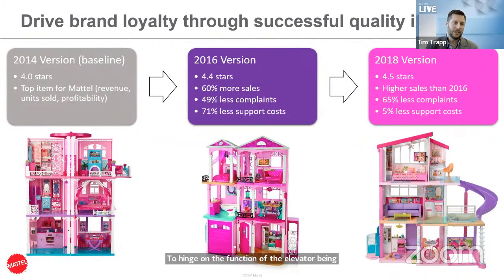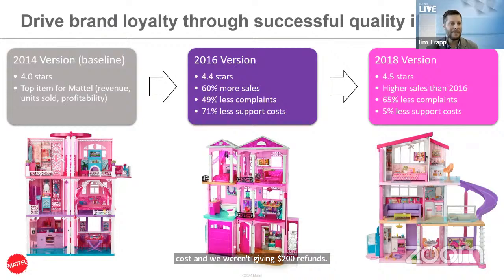And if you actually look across these different versions, now this is just a short snippet here, we improved all the things I talked about, from function to fit to the consumer experience, and it got better each version. And we make a Barbie Dreamhouse approximately every 2 years. So the star rating going from 4 to 4.4 is huge. But what's really important is we sold more and we got a lot less complaints and a lot less support costs, and we weren't giving $200 refunds to consumers because they had a horrible experience.